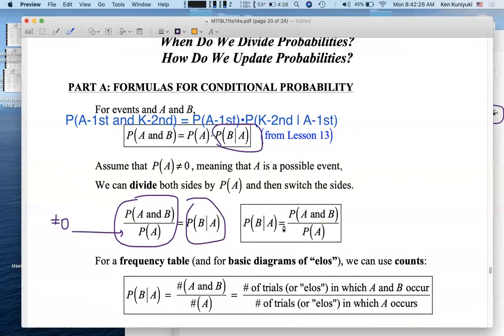If you turn it around, it looks like this. The probability of B given A equals the probability of both events happening over the probability of the event that we're conditioning on happening.